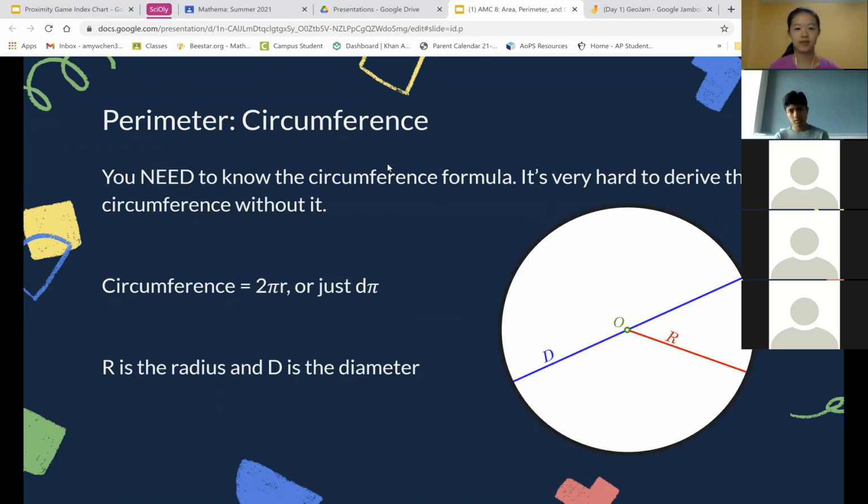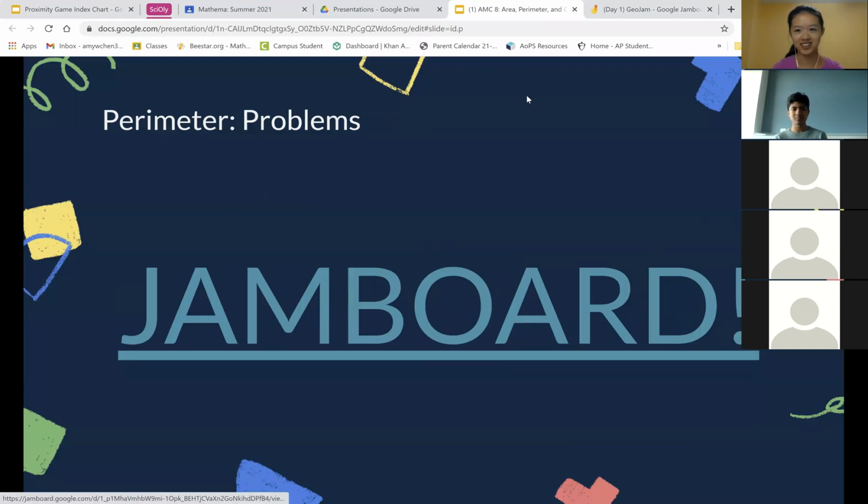Now for circles, circle perimeter is called the circumference. Basically, the circumference of a circle is the diameter of the circle times pi, which is the same thing as 2 times the radius times pi. And about why people put 2 pi r, you can just put diameter times pi. Yeah, so circumference is 2 pi r, or the diameter times pi. That's about it. Yay, back to the Jamboard.